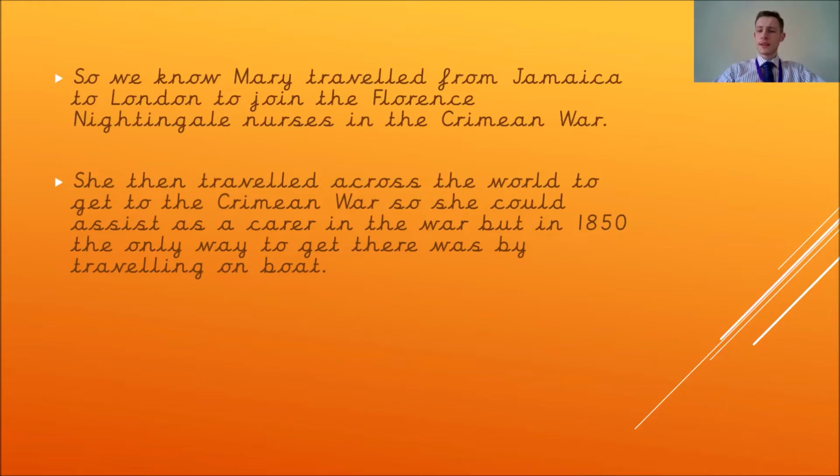However, during that time, Mary Seacole thought that that wasn't a good enough excuse. She was determined. She knew it was the right thing for her to go there because she had all her experiences learned from her mum in Jamaica. So she bought her own ticket and travelled across the world to get to the Crimean War so that she could assist as a carer in the war. But in 1850, we know that the only way to get there was travelling by boat. So we're going to have a think about the journey time.